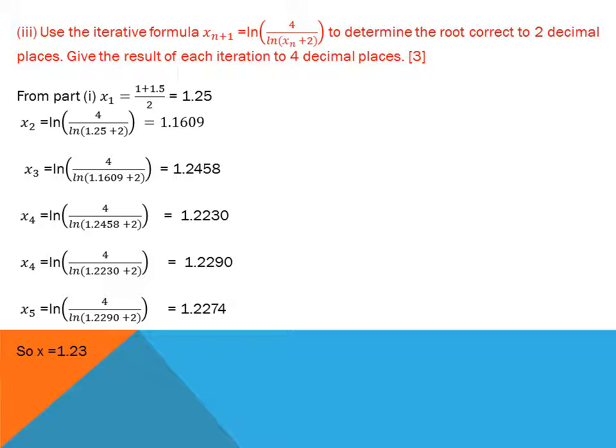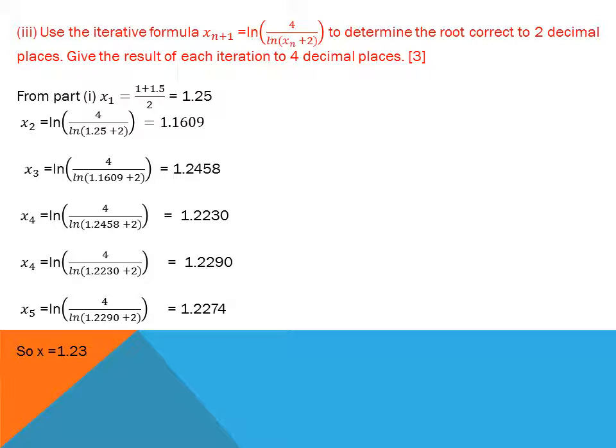First, I derive the first value x1, which is taken from the previous part. I have found that the root lies between 1 and 1.5, so I suppose that the middle value is the root. I find the middle value, (1 plus 1.5) over 2, is equal to 1.25. I put this value in this equation and find the value of x2 is equal to 1.1609, and then put this value in place of x. I find the value of x3, then similarly the values of x4, x5 and x6.